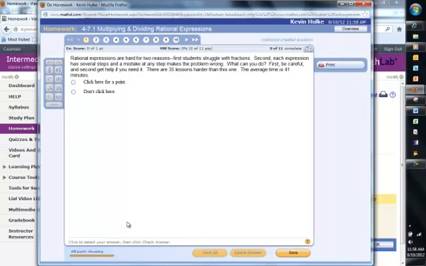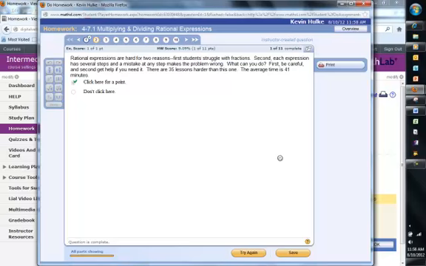Rational expressions are hard for 2 reasons. First, students struggle with fractions. Second, each expression has several steps, and a mistake at any step makes the problem wrong. What can you do? First of all, be careful, and second, get help if you need it. There are 35 lessons harder than this one. The average time is 41 minutes.